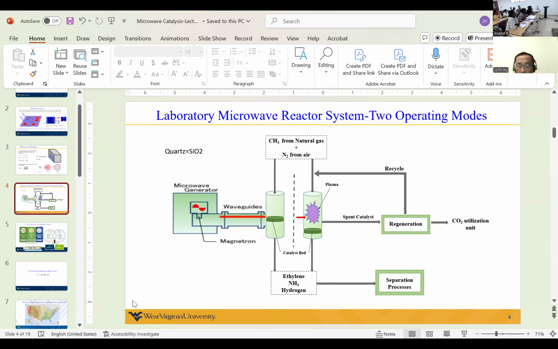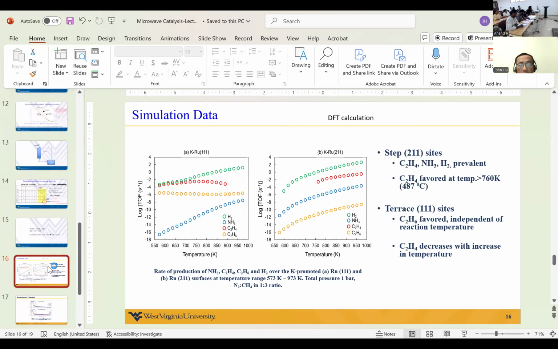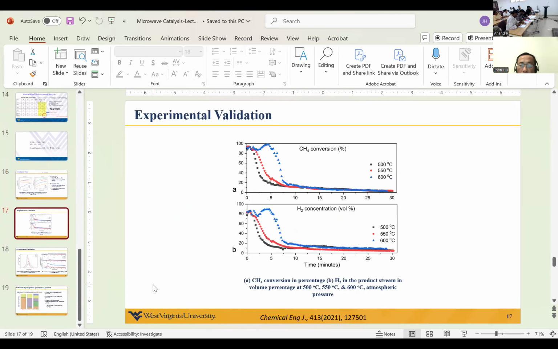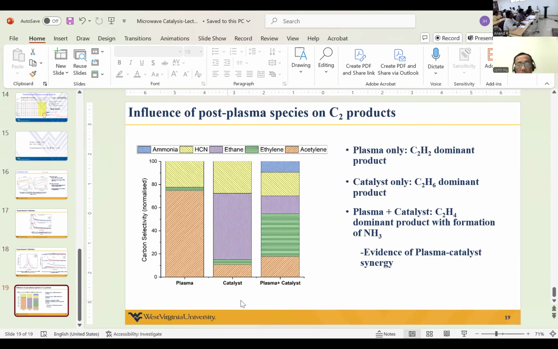So I'm talking about this scenario already, and I'm going to talk about this scenario. Let's say this one is called microwave only, and this is called microwave plasma. Okay, so let's go back. This is all the DFT simulation. We ran microwave only first. We saw methane conversion, we saw hydrogen, and under microwave only, we saw the ammonia. So we achieved our goal. Now I'm running the microwave plasma to see what's happening.